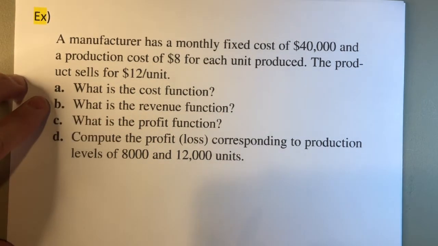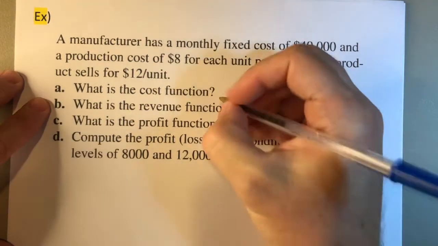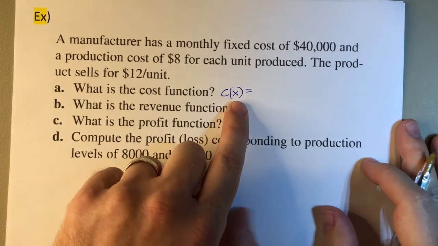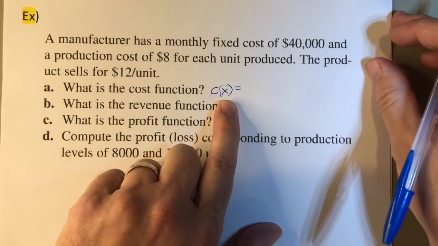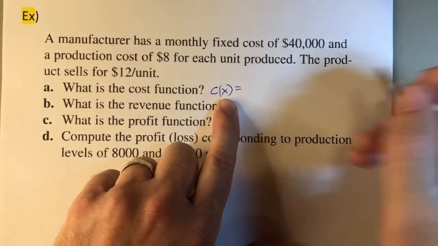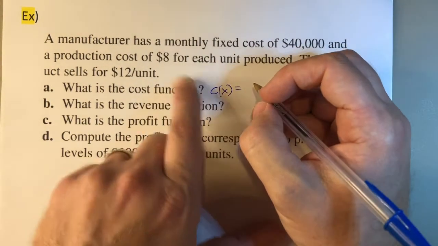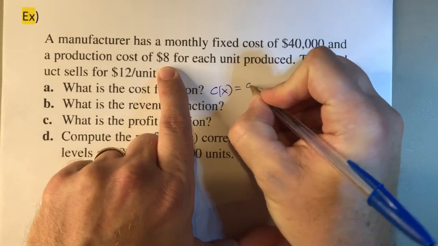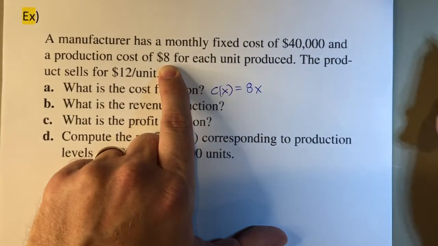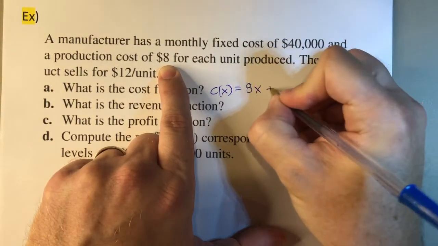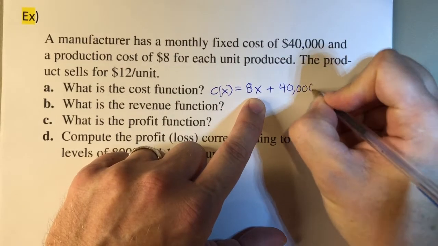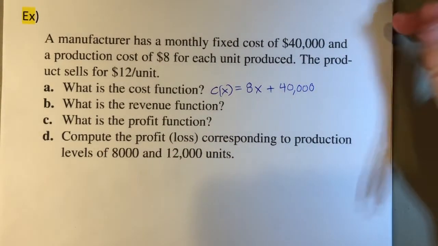Anyway, what is the cost function? The cost function is going to be C of x, cost as a function of x, where x is the number of units sold. So what is the cost function? Well, $8 times x, and that's going to be added to what? So this is variable cost, and we're going to add that to the fixed cost of $40,000. So there's your cost model.